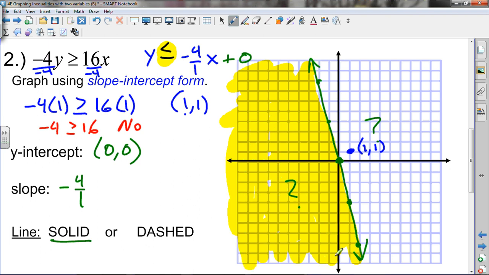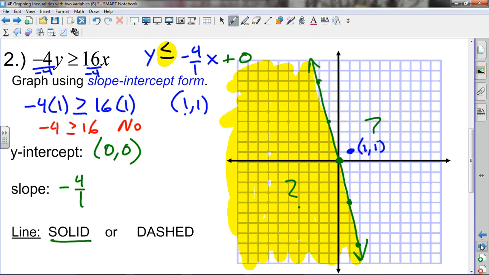So I could pick the point, for instance, negative 10 comma 0, and plug it in, so forth. Okay, and we will get a proper value. Okay, so with these, the important thing is dash or solid, what side of the line to shade, and again, verify that using a test point.